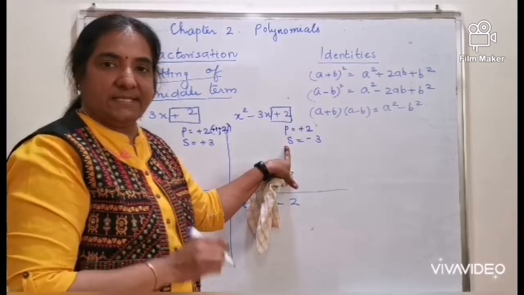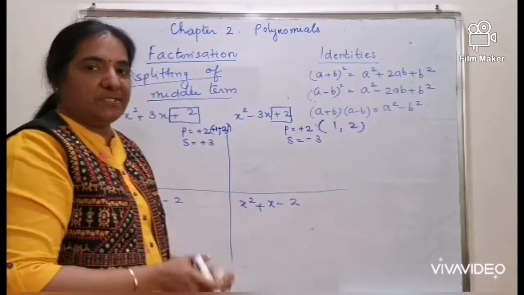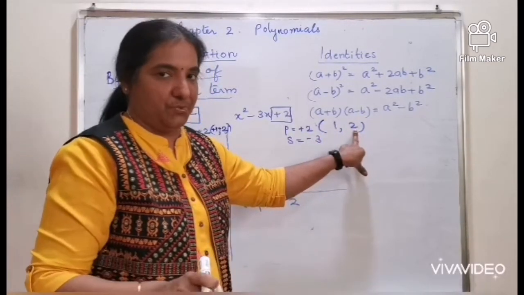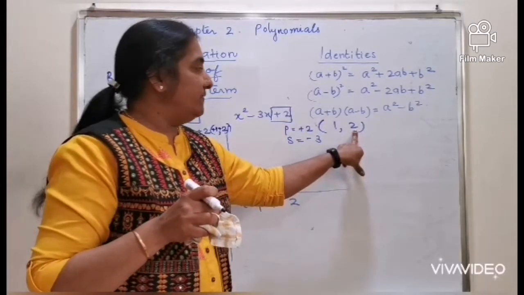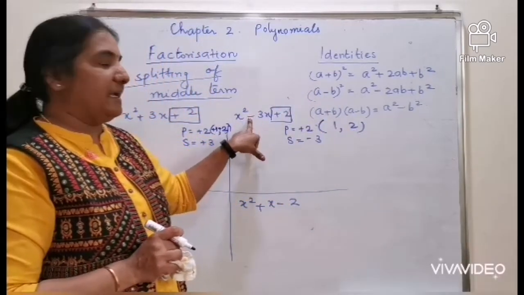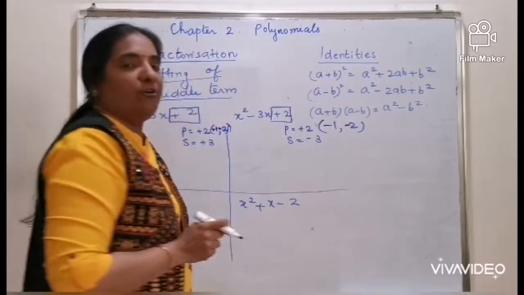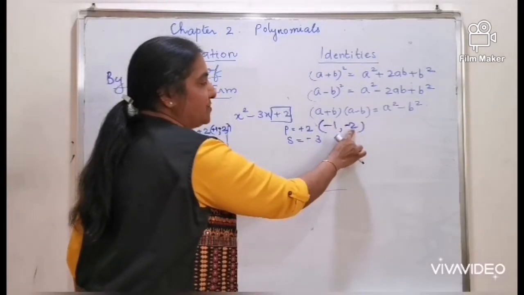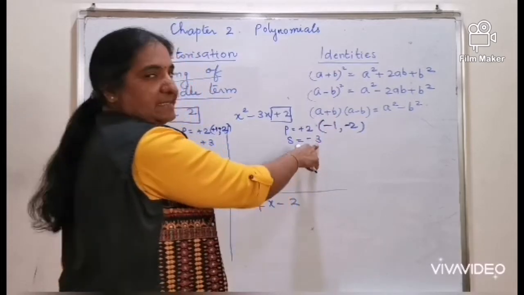When you take the case here, the factors are 1 and 2, which shows that positive 1 into positive 2 is giving you plus 2. But what sign do we have to attach to 1 and 2 so that the total becomes minus 3? Both the factors should be of negative sign, so that minus 1 into minus 2 is plus 2, and minus 1 plus minus 2 is minus 3.